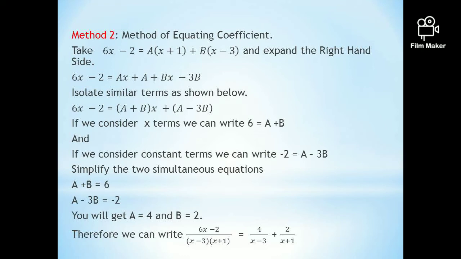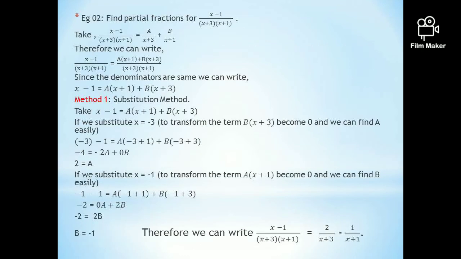Therefore, you can write the same answer: (x minus 3) over (x minus 3)(x plus 1) is equal to 4 over x minus 3 plus 2 over x plus 1. This is our second example. We need to find the partial fractions for (x minus 1) divided by (x plus 3)(x plus 1).